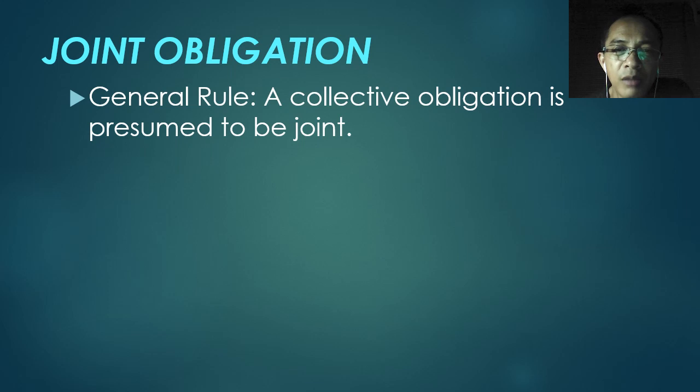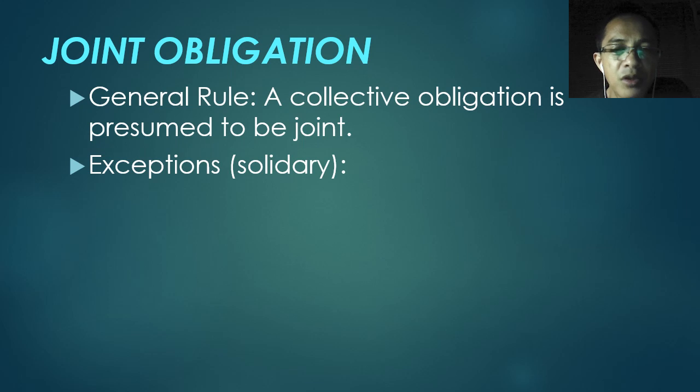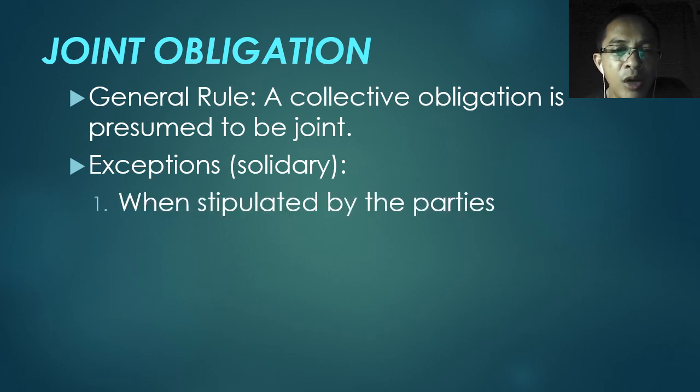So general rule, a collective obligation is presumed to be joint. So kapag silent ang problem, walang sinabing mancomunadamente, pro rata, proportionately, walang sinabi. Tapos maraming debtor, maraming creditor, ibig sabihin yan, presumed yan na joint. Exceptions, in which case, solidary na sila, class. When stipulated by the parties. Okay? So kapag ang obligation, walang stipulation kung joint ba or solidary, meaning yan joint. But if the parties agreed na solidary sila, then it is not joint.